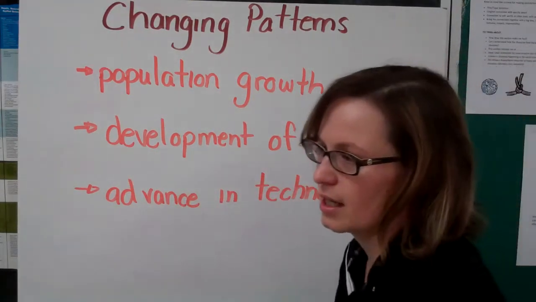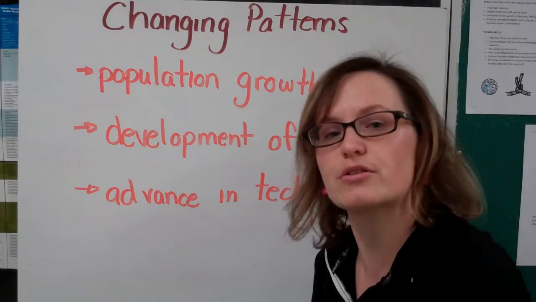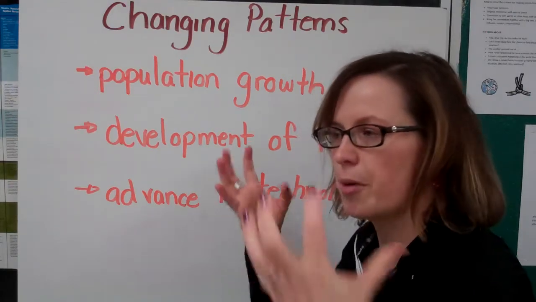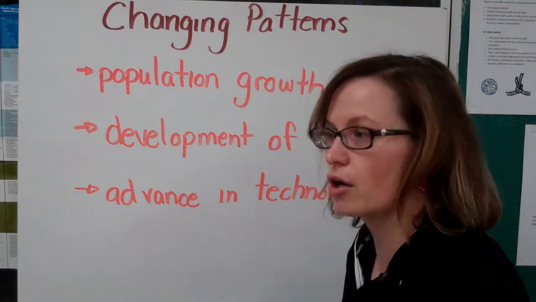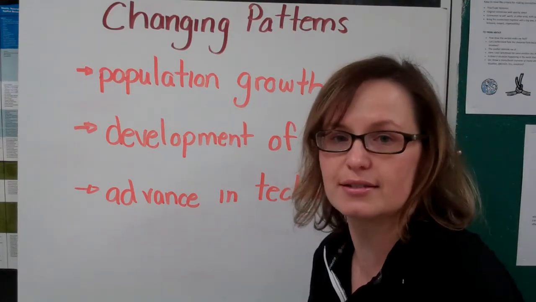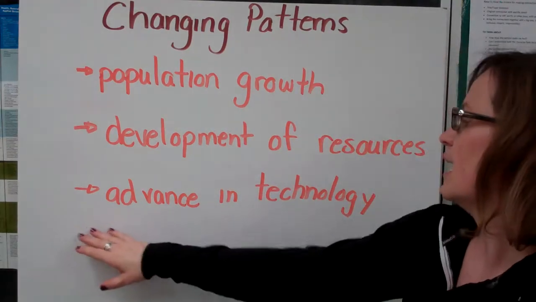Development of resources. So a population may increase when a new natural resource, or a new factory or a new form of industry is created. The population may grow in that community. It also may decrease when that resource has been used up or an industry shuts down. And there's a population increase and decrease.